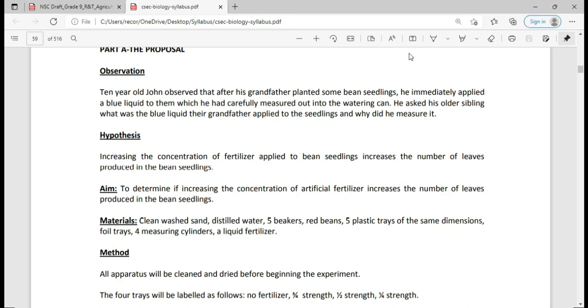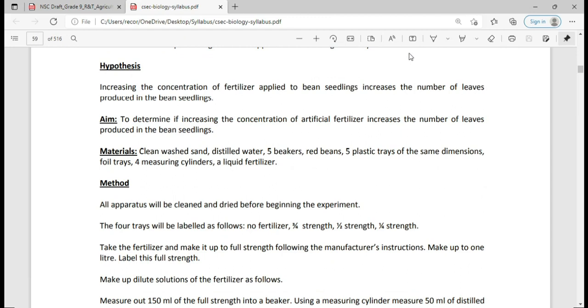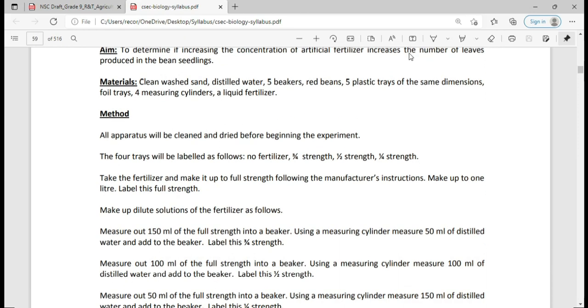After we would have established that, the next step is to write out your material/apparatus. Now we're going to need clean wash sand, distilled water, 5 beakers, red beans, 5 plastic trays of the same dimensions, foil trays, 4 measuring cylinders, a liquid fertilizer. So this is all clearly stated with even a number of each that you'll need, as somebody else might be the person responsible for carrying out the lab.